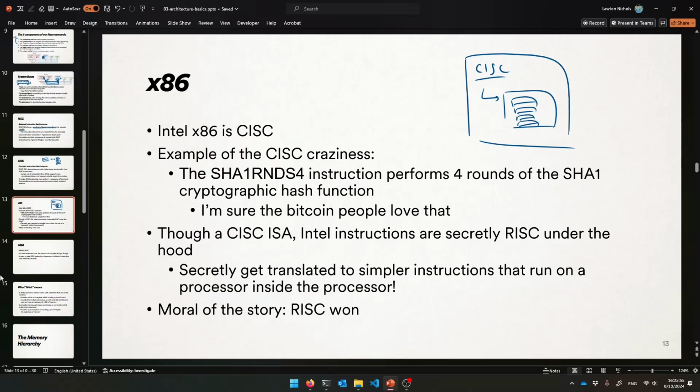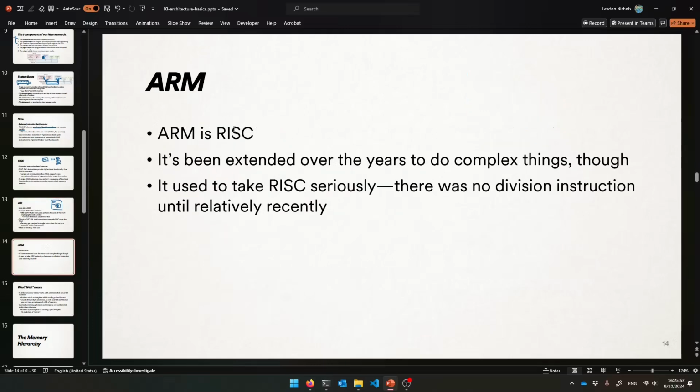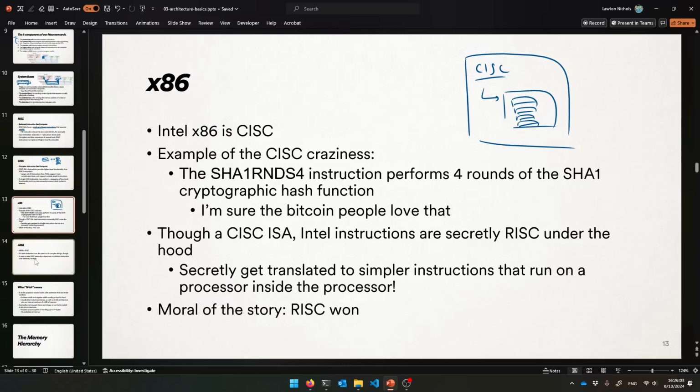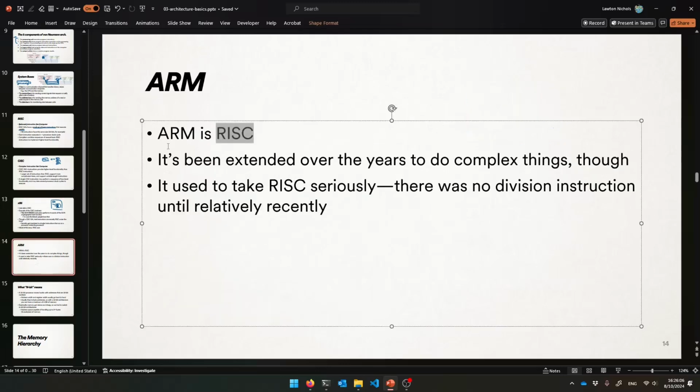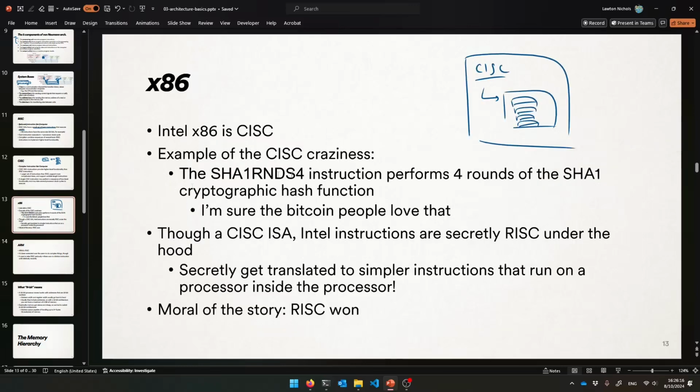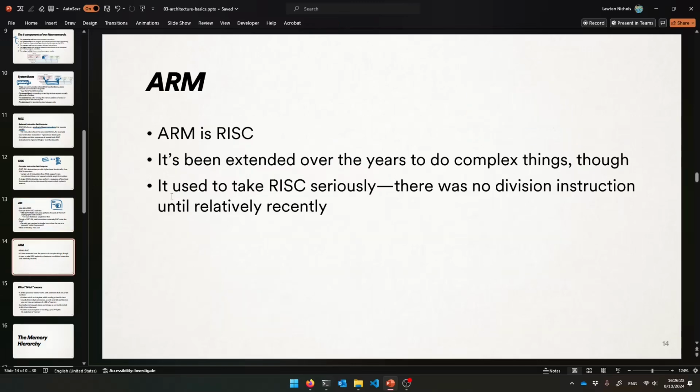That's Intel x86 in a nutshell. That's what most Windows machines are running. And then you have ARM on the flip side of that. ARM is meant to be the dual of x86. It's the complete opposite, so it's a RISC architecture. It has different trade-offs, and over the years it has been extended to do complex things. It does have its equivalent of video processing things and cryptographic instructions, but it still tries to keep it as simple as it can.